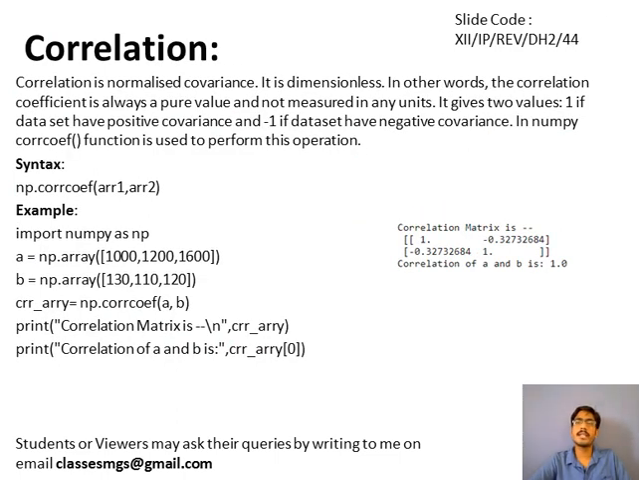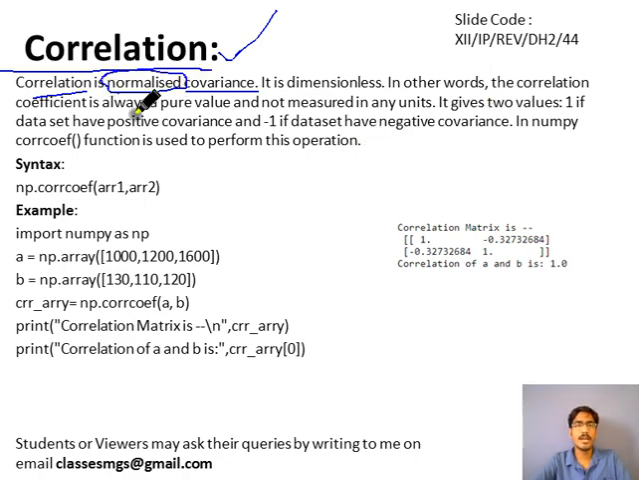Let me move ahead. Now we will see another important concept, correlation. Correlation is also a mathematical concept. You need not know here how to calculate the correlation mathematically, but you should know the syntax in Python or NumPy to calculate it. Let me discuss the definition. Correlation is actually very similar to covariance, but it is a normalized covariance.